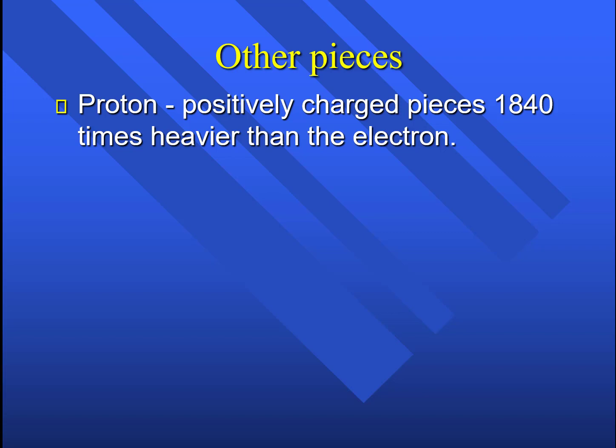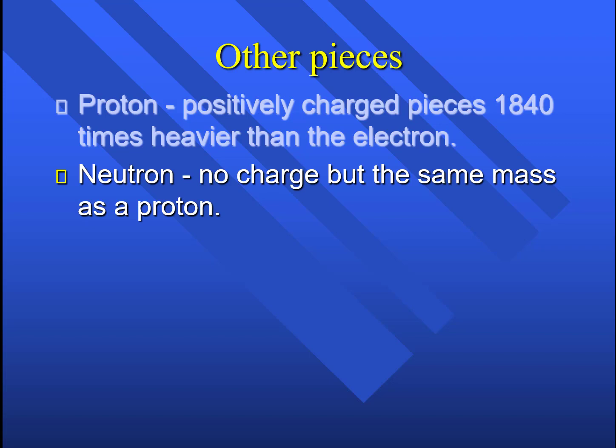And the proton is 1,840 times heavier than an electron. You don't have to know the 1840. Just think it's about 2,000. To give you a sense of scale, if the proton weighed what a car did, the electron would be a bottle of water in the front seat. That's how different their weights are. So it's much heavier than an electron.